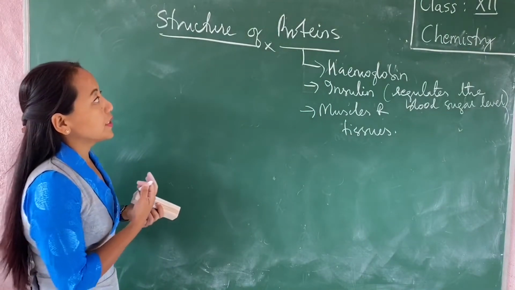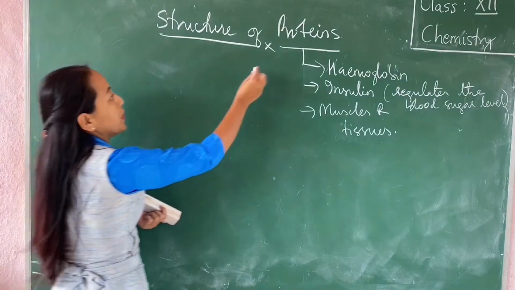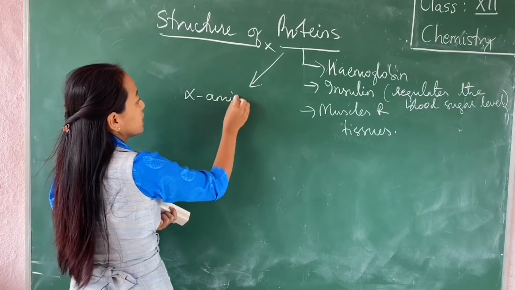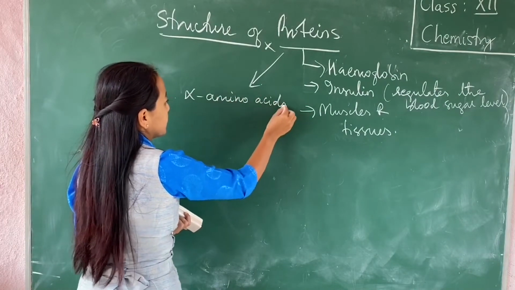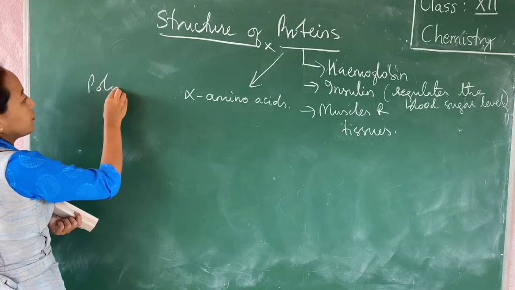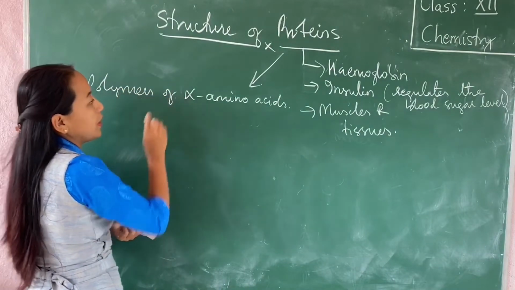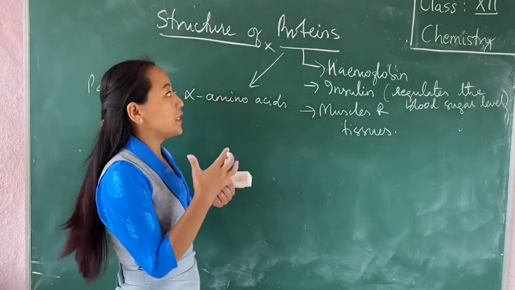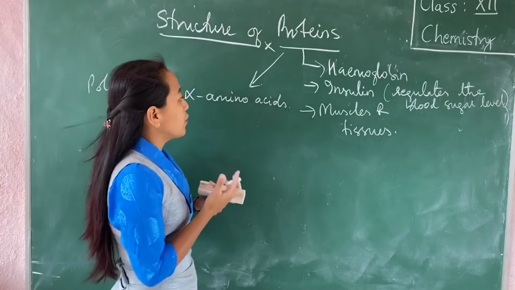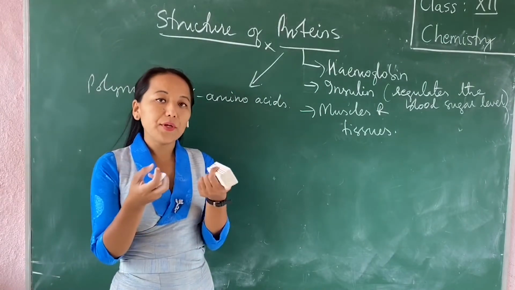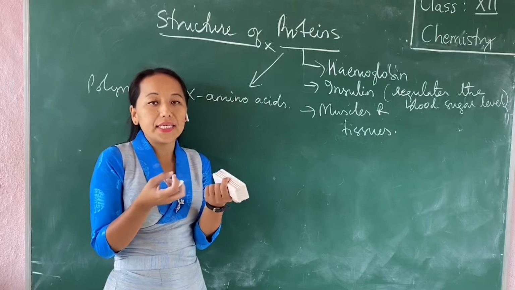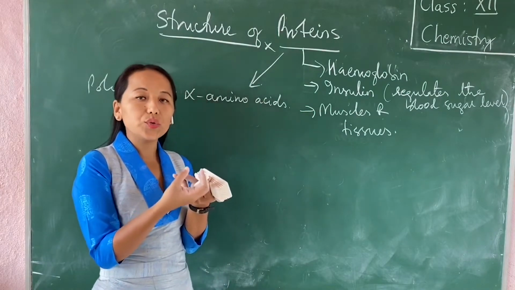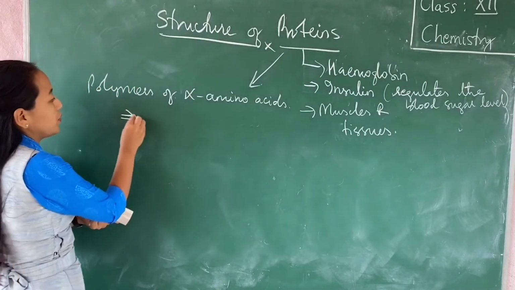So for that, first we know that the proteins are made up of alpha amino acids. That is, it is the polymers of alpha amino acids, which means when many alpha amino acids join together, it leads to the formation of proteins. Now you need to understand that the amino acids come together only when a link is formed between the two, and that link or the bond between the two amino acids is called peptide bond.